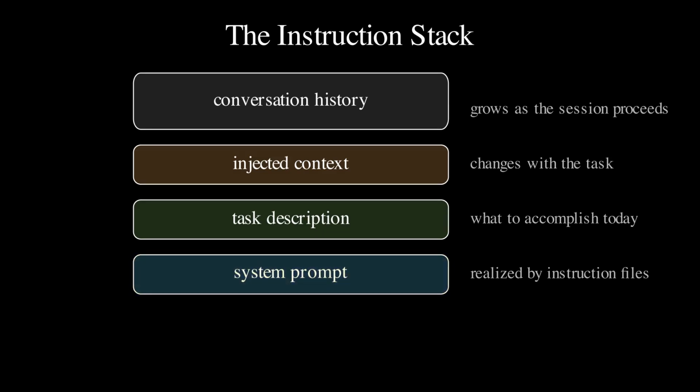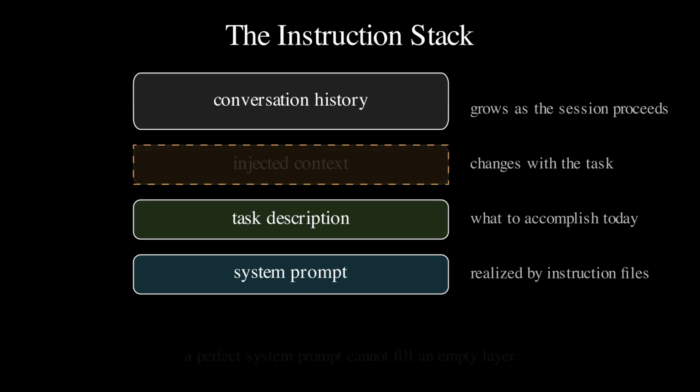A common failure mode is treating the system prompt as the only lever. Hours spent perfecting instructions cannot compensate for an empty injected context layer. The agent fails not because it misunderstands, but because it was never given the specific information it needed.